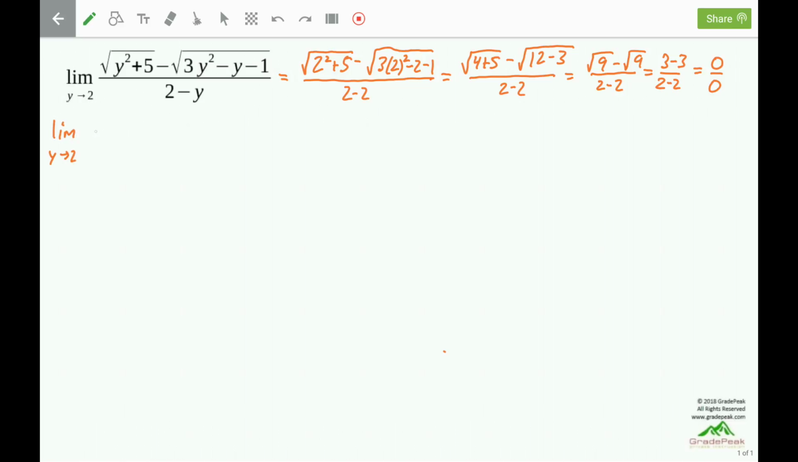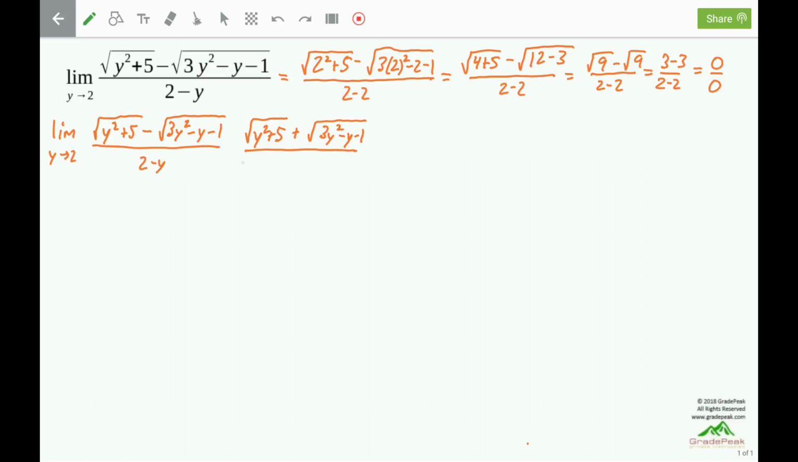So I'm going to rewrite this limit exactly as we see it, square root of y squared plus 5 minus the square root of 3y squared minus y minus 1 divided by 2 minus y. And we're going to multiply this by the root conjugate of the root combination, which is the same terms in the root combination but opposite sign between them. So I will want a plus here. Other than that, everything's identical.